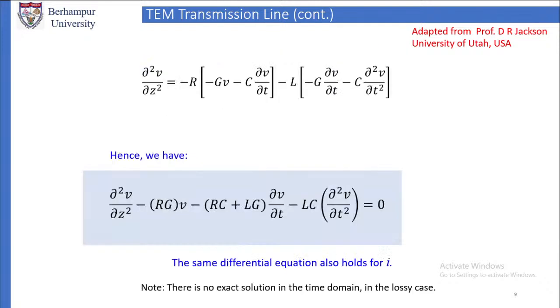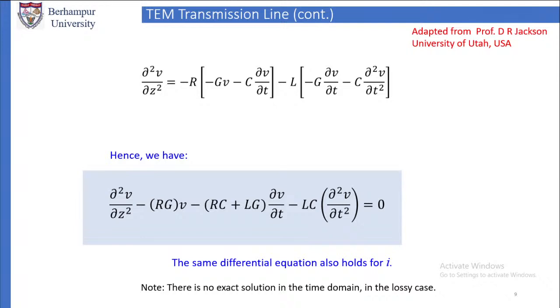We can rewrite this easily: ∂²V/∂z² = -R·(-GV) - C ∂V/∂t - L·(-G ∂V/∂t) - C ∂²V/∂t². Now you can take ∂V/∂t common, that will give you (RC + LG) ∂V/∂t + GV into (R + LC) ∂²V/∂t².